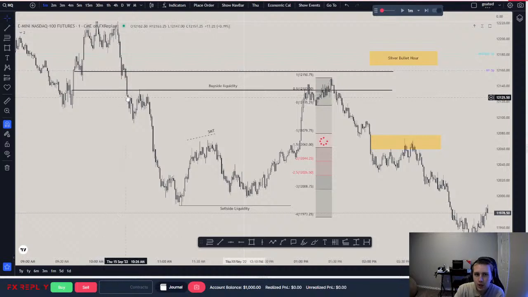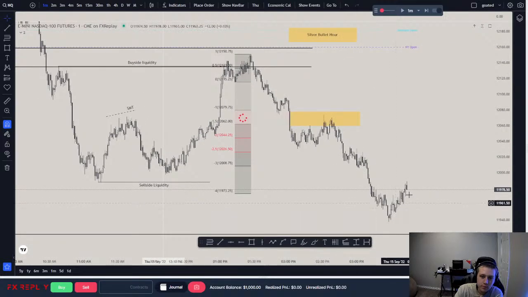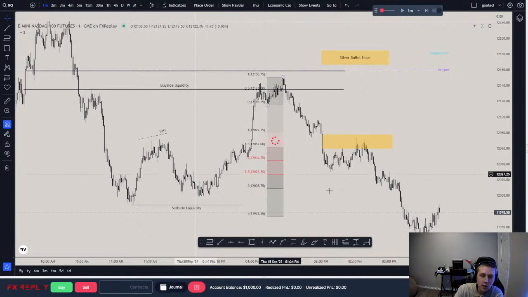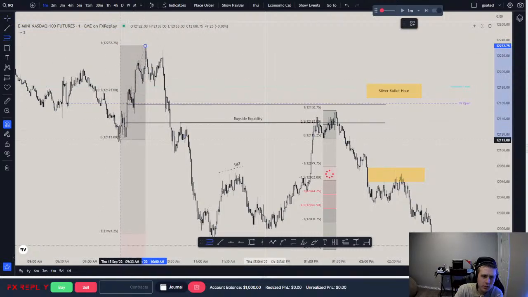Fair value gap in, fair value gap out. Sorry, I need to stop saying that. We deliver right to this wick, and we end up getting displacement. And now we're close to this higher time frame drawn liquidity here. I'm curious about this standard deviation.